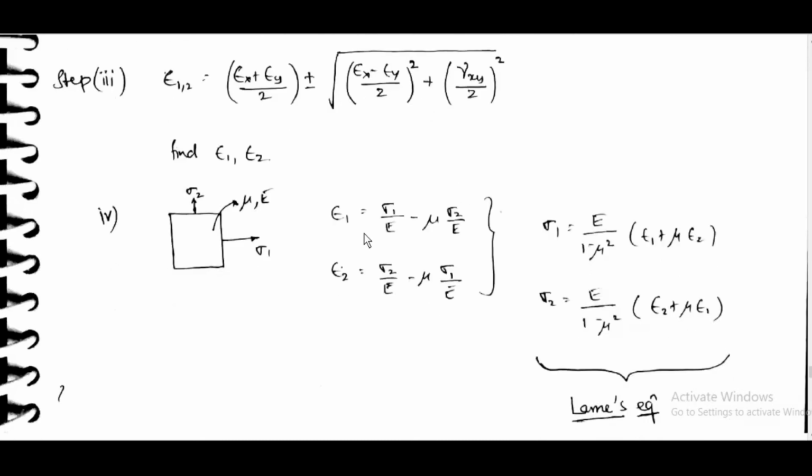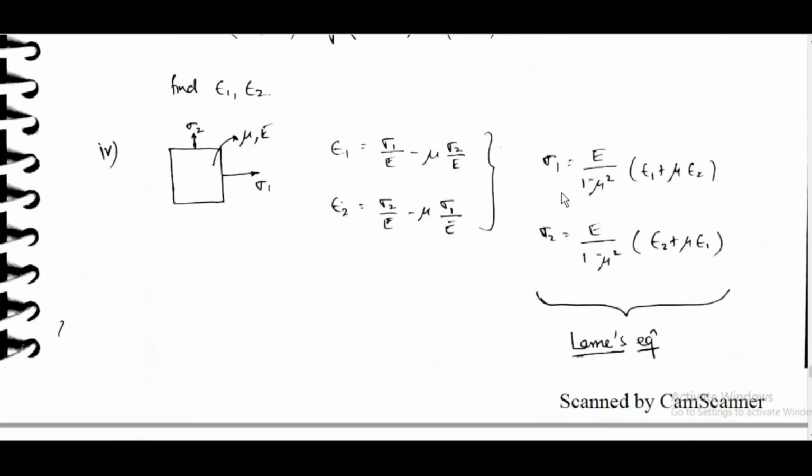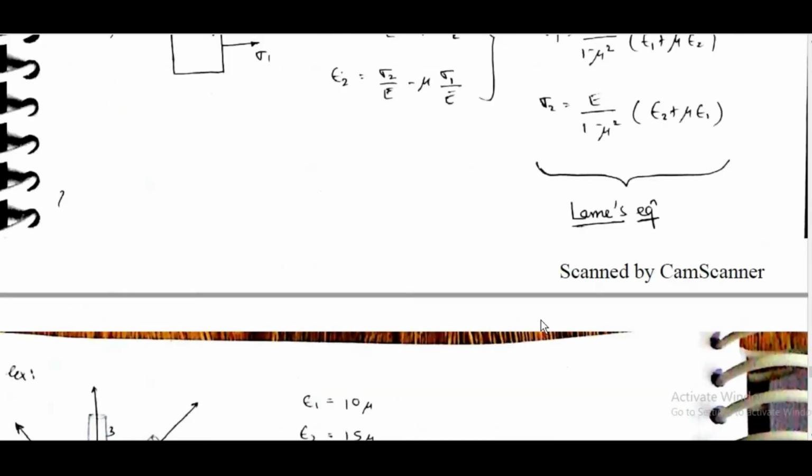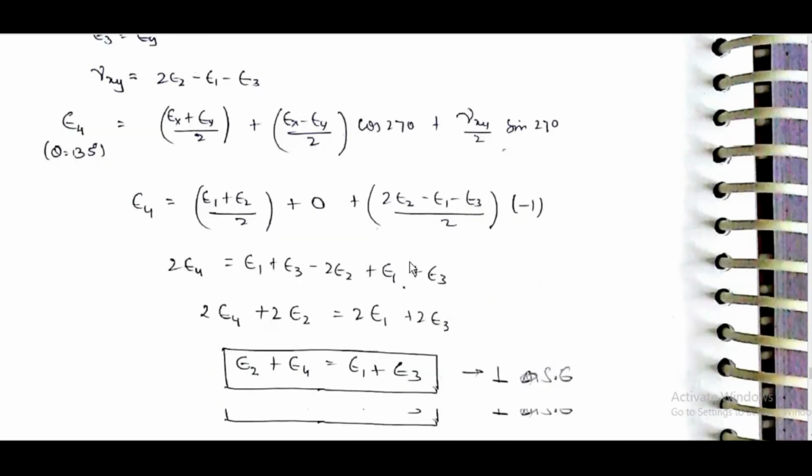Step 4: epsilon 1 is equal to sigma 1 by E minus mu sigma 2 by E. Epsilon 2 is equal to sigma 2 by E minus mu sigma 1 by E. From this, sigma 1 is equal to E by (1 minus mu square) into (epsilon 1 plus mu epsilon 2). Sigma 2 is equal to E by (1 minus mu square) into (epsilon 2 plus mu epsilon 1). These are Lame's equations. From this, we can also find the principal stresses sigma 1 and sigma 2. Okay, interesting. This is one workbook question.